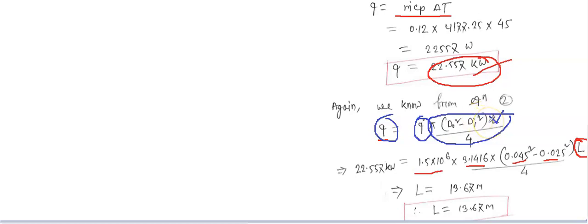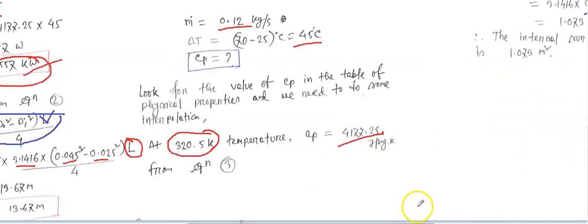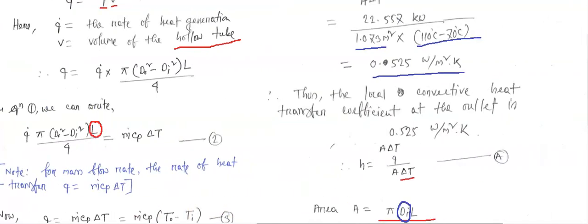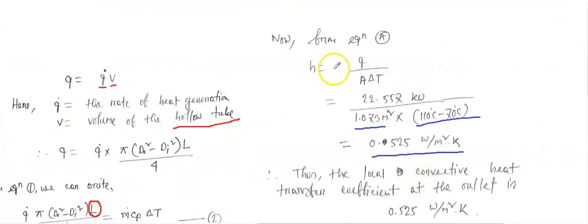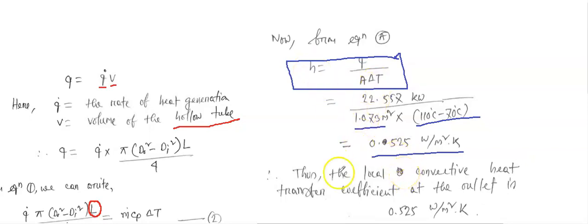So once we got the length L, then we needed the local convection heat transfer coefficient. So what we did, we used here Newton's law of cooling. So Q = hAΔT. When we need h, that means we need to use Newton's law of cooling. And then we calculated the area. Once we calculated the area, then we know the other things like the temperature difference and the rate of heat transfer. Then we substituted this, we got it. So that's actually the solution of this problem.